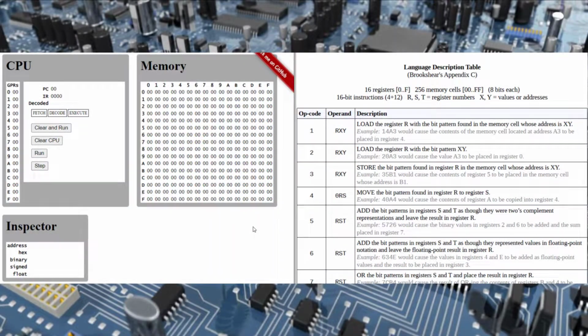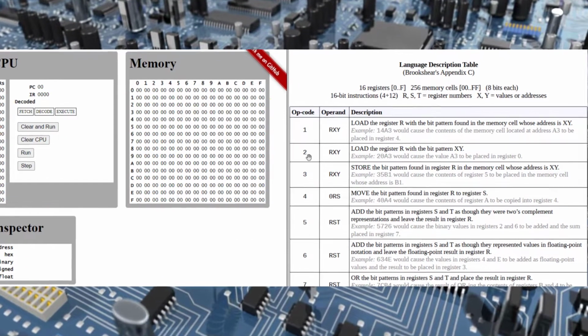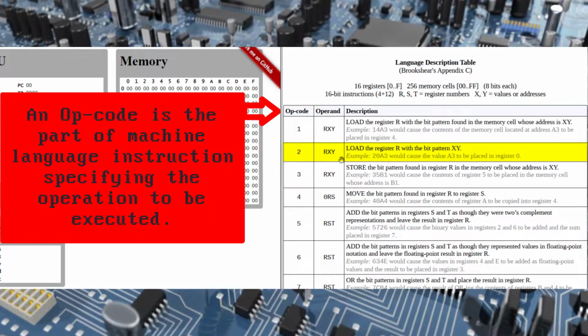Let's dive into the language description table for the Brookshear's emulator. We will go over the most common opcodes for CS160 at Linn-Benton Community College. We'll start with opcode 2. We are going to be loading the register R with the bit pattern XY. Here's an example.